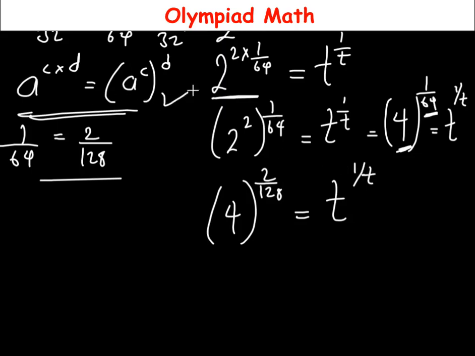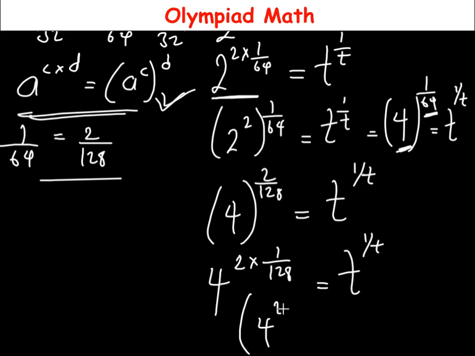Also applying this principle to this, right, this becomes, but before then, we have 4. Factorize out 2 from here, we have 2 times 1 over 128 is equal to t raised to power 1 over t, such that we can then apply this principle to this, and this then becomes in bracket 4 raised to power 2 all raised to power 1 over 128. This equals t raised to power 1 over t.